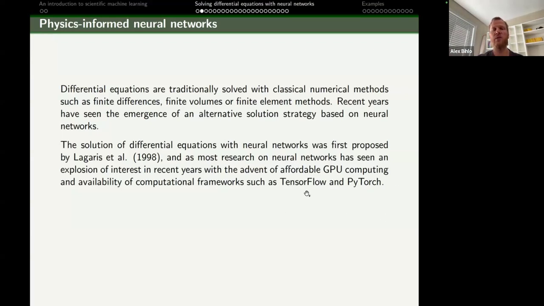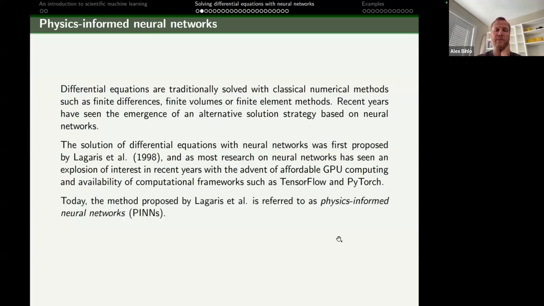And also don't discard the importance of these frameworks. Before things like TensorFlow, PyTorch, JAX were around, it was really quite an expert task to code up algorithms for training neural networks. So this method by Lagaris was then picked up again around 5 or so years ago, and the authors of which adopt this physics-informed neural networks.